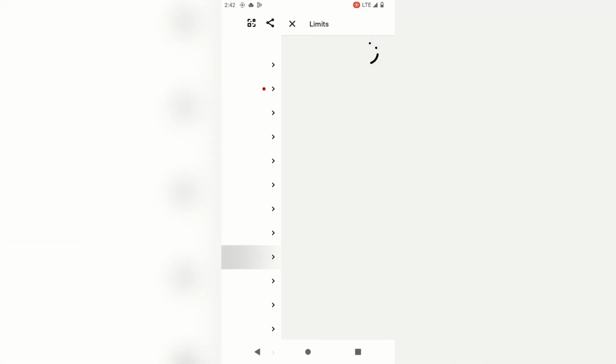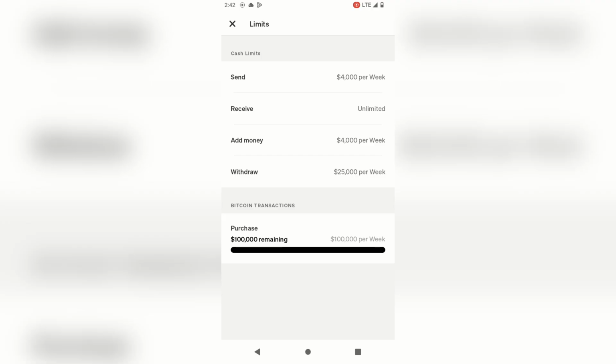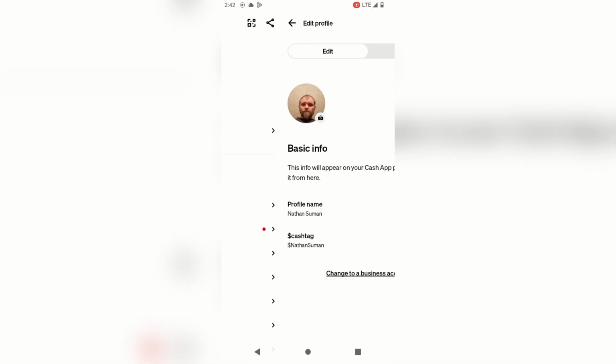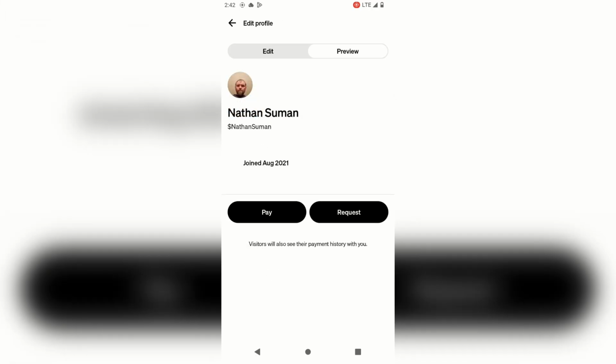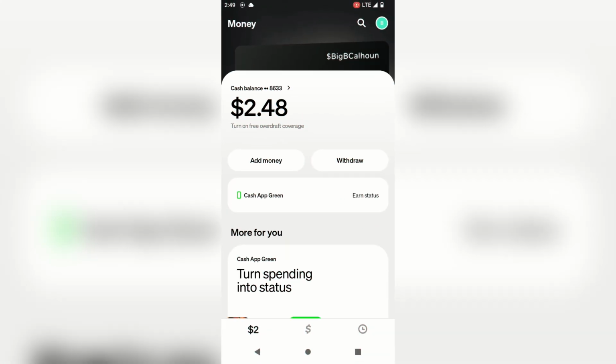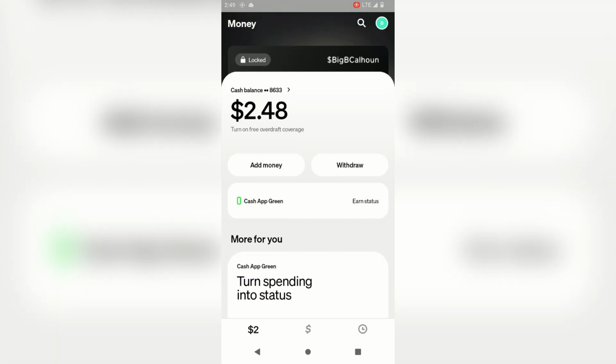As you can see, identity is verified. All the documents in PDF form will be given to you. This is a 4k limit BTC verified account. If you want to buy it, it will be cheaper than the first one. Let me show you the third one.